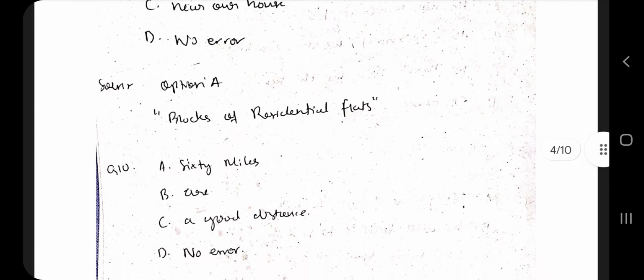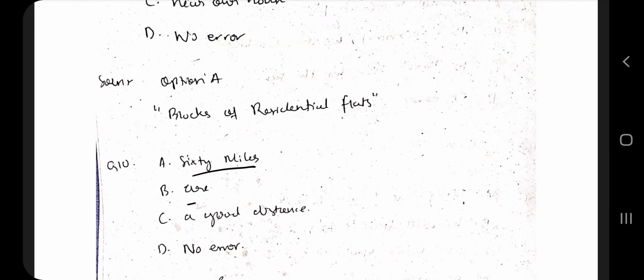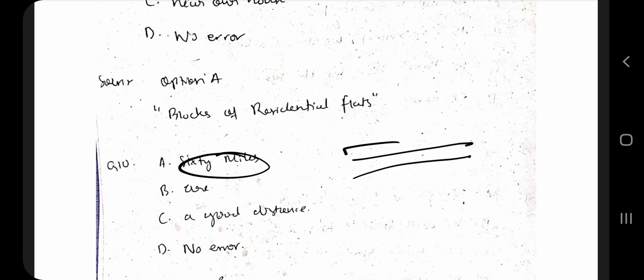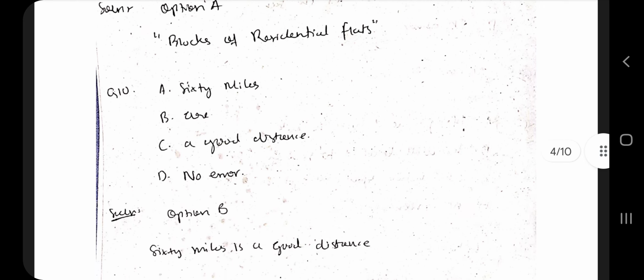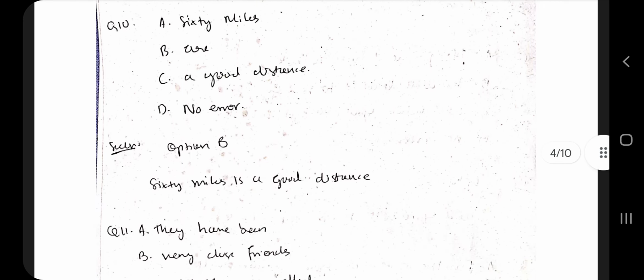The next one is, 60 miles are a good distance, and no error. 60 miles is a distance which is considered as a single item, so instead of are it should be is. So 60 miles is a good distance.